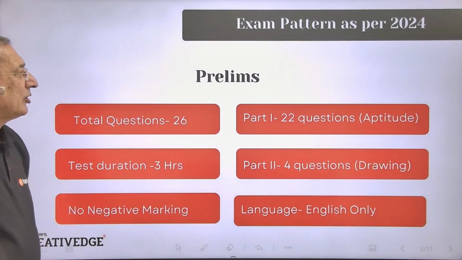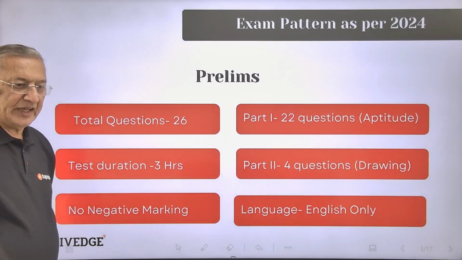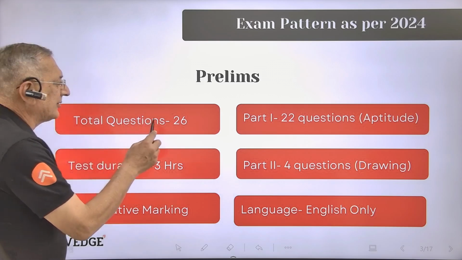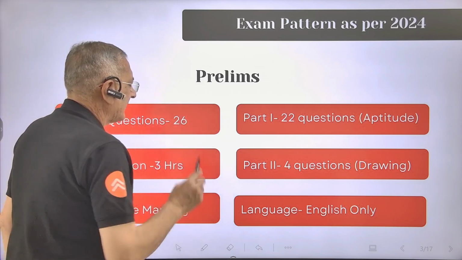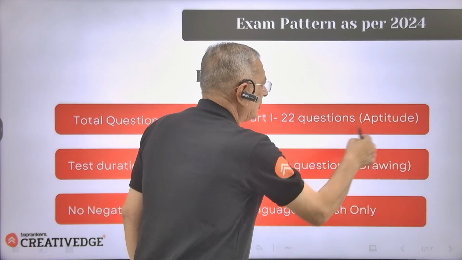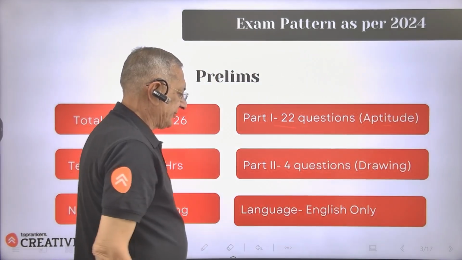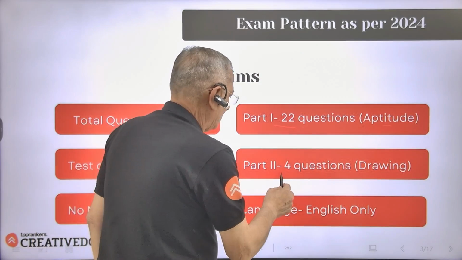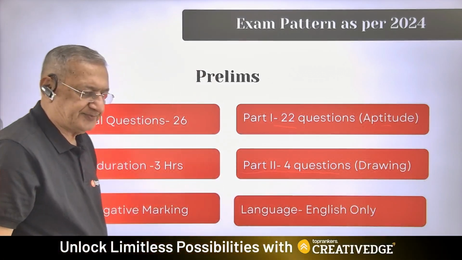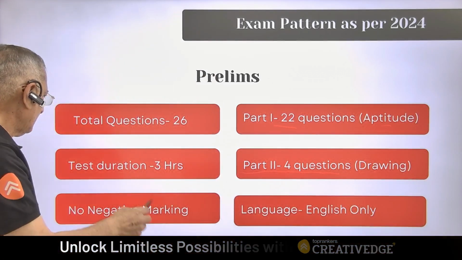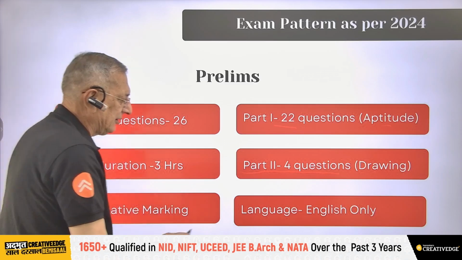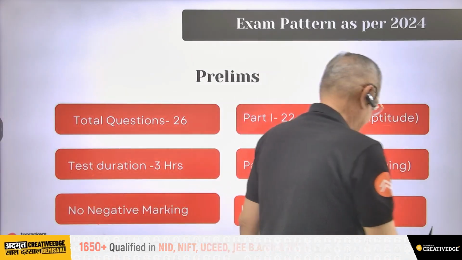Again, when we look into the exam pattern as per last year, that is 2024, the total questions are 26. Part 1, that is aptitude, will have 22 questions. Part 2, that is drawing, will have 4 questions. Test duration is 3 hours. No negative marking. Language is English only.